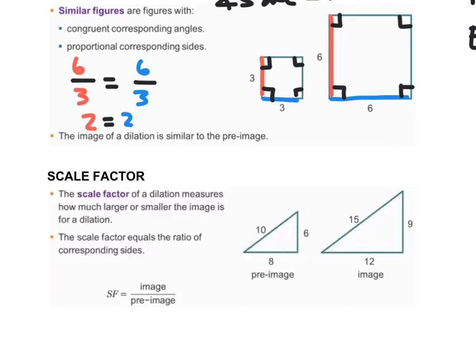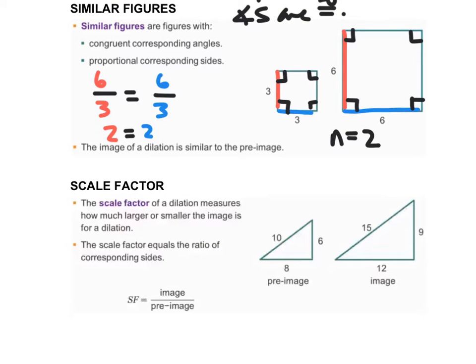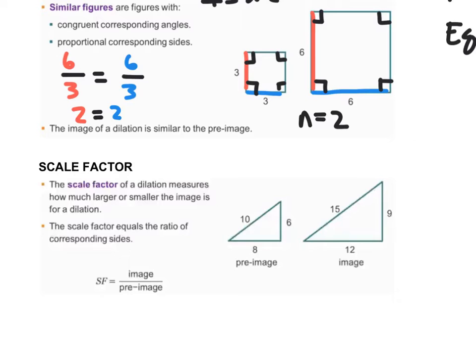And so the scale factor of a dilation measures how much larger or smaller the image is for a dilation. The scale factor equals the ratio of corresponding sides. So there's a couple different ways of looking at this. The scale factor here, n, was equal to 2, okay? And so one way that we can do this is take the length of the image and divide it by the pre-image, okay? I'm going to use the variable n to talk about my scale factor. That's pretty standard in mathematics to use n as that variable, okay?